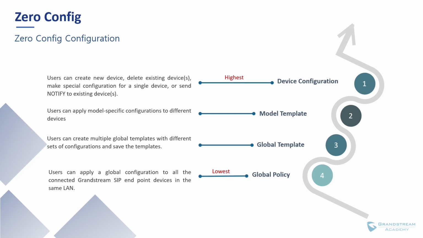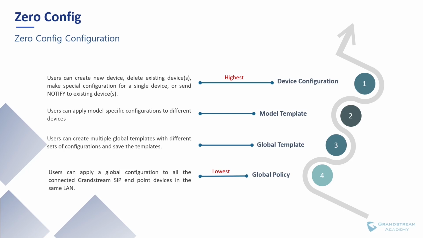And model templates can be used to apply specific configuration to all devices of the same model number. And last, we have the highest priority of device configuration, where you can configure device-specific options for individual devices, which means that the configuration done in this layer will be dedicated to a specific device with a specific MAC address and IP address.